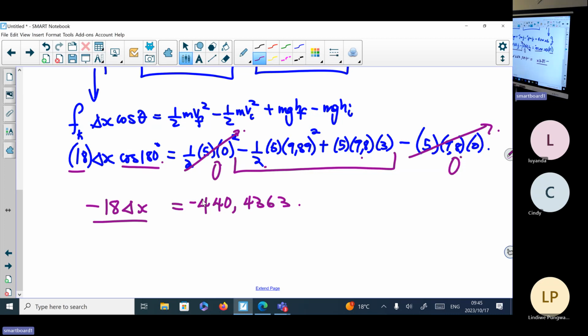Because remember, work done by the frictional force will always be negative, the frictional force opposing the motion. So this can never be positive. It's a negative 440. Then we divide both sides by negative 18 to find the displacement. What is the answer there?